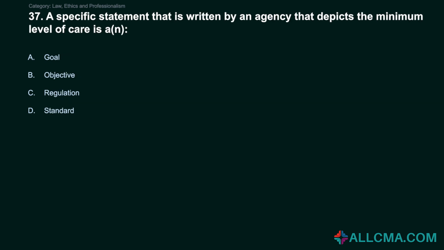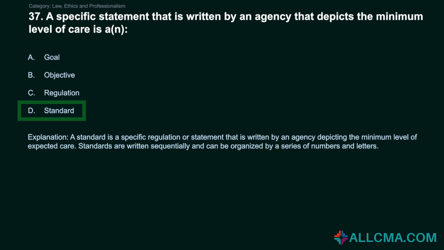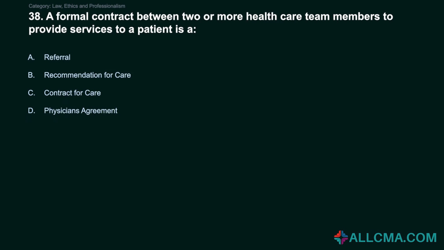37. A specific statement that is written by an agency that depicts the minimum level of care is A. Goal. B. Objective. C. Regulation. D. Standard. Correct answer, D. Standard. A standard is a specific regulation or statement that is written by an agency depicting the minimum level of expected care. Standards are written sequentially and can be organized by a series of numbers and letters.